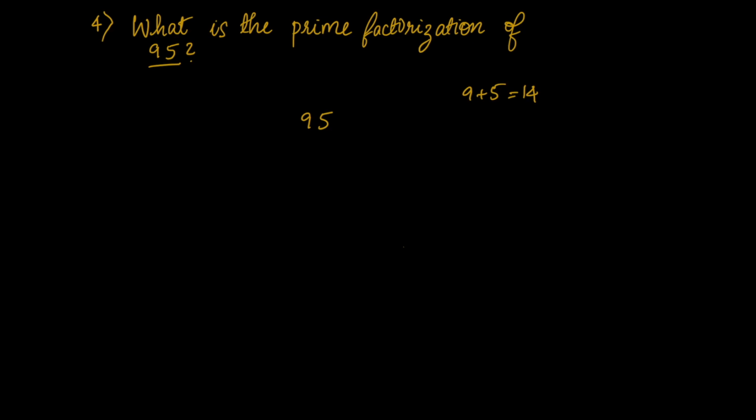The next prime number would be 5, and since it ends with 5, 95 is divisible by 5. 95 can be represented as 5 into 19. Both 5 and 19 are prime numbers, so 95's prime factorization can be represented as 5 into 19.